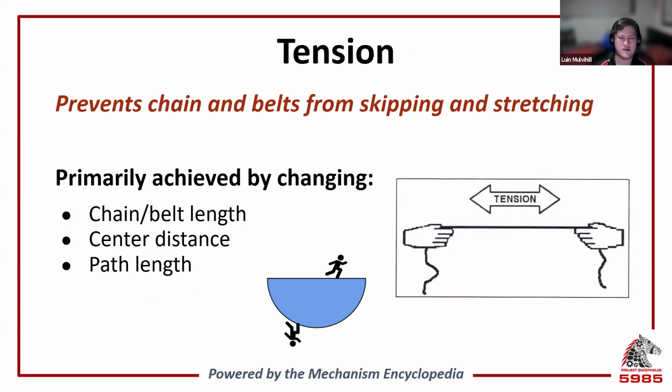As you can probably tell, tensioning doesn't really apply to gears as they're harder to adjust and require exact center distances to work efficiently. There are three primary ways to tension your power transmission system. You can change the length of the chain or belt itself, you can increase the center distance between the two pulleys or sprockets, and you can increase the path that the belt or the chain takes. Think about how running along the diameter of a circle to get to the other side is a shorter distance than running along the circumference.